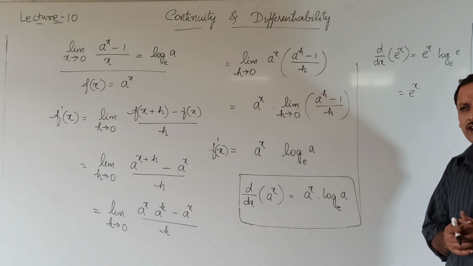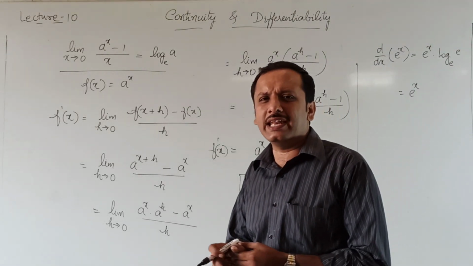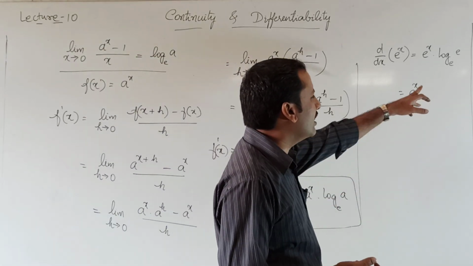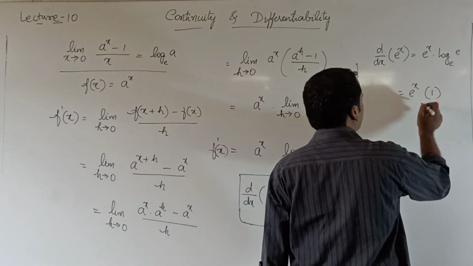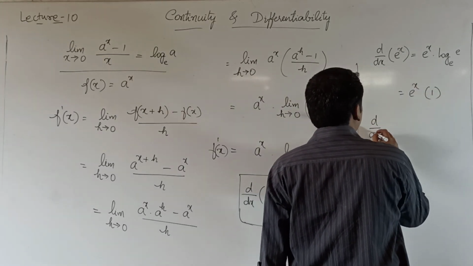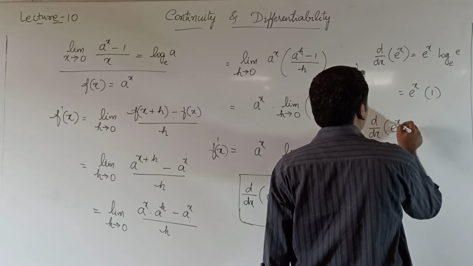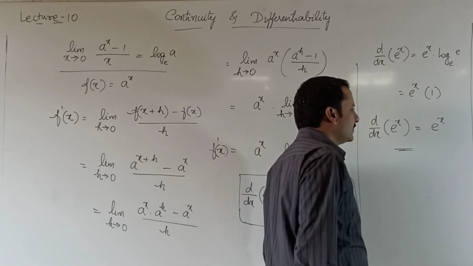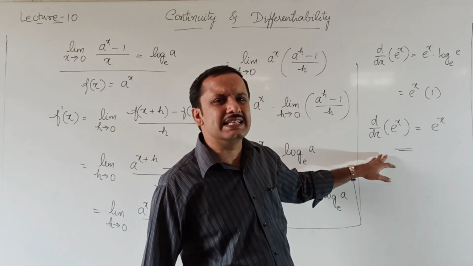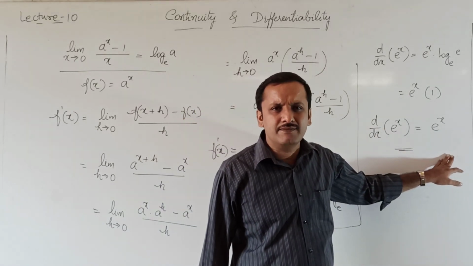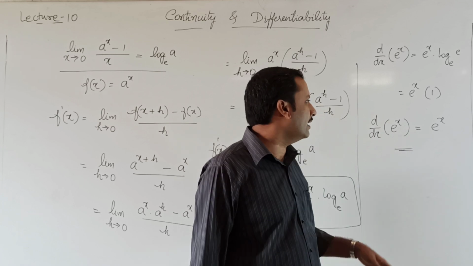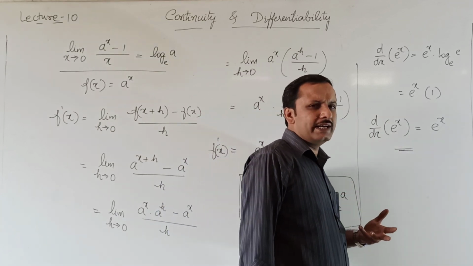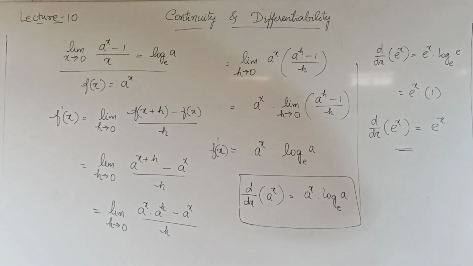What is the value of log e to the base e? As we know, logarithm of any number to the same base is equal to 1. So log e to the base e is 1. e power x into 1 is e power x. So d by dx of e power x is equal to e power x. Okay? So the derivative of e power x is e power x itself. So this is about exponential function. Now let us look at logarithmic function.